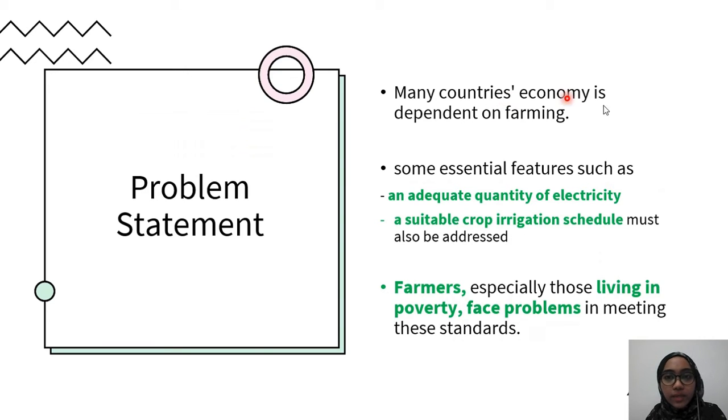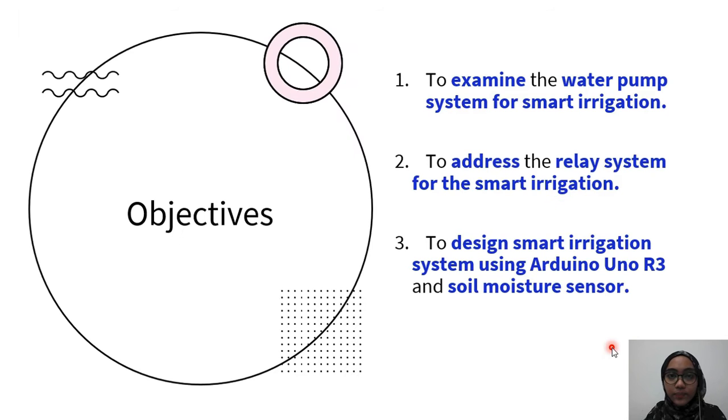For the problem statement, the first problem is that many countries' economies are dependent on farming. Some essential features, such as an adequate quantity of electricity and a suitable crop irrigation schedule, must also be addressed. Farmers, especially those living in poverty, face problems in meeting these standards.